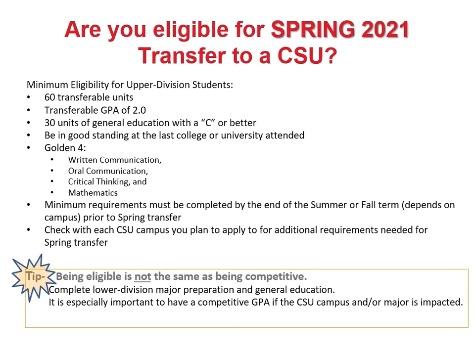So this is just the minimum eligibility requirements. And please note that being eligible is not the same thing as being competitive. So with many of the CSUs, we're seeing higher GPA requirements. We're seeing specifics within the major that need to be completed before transferring. So it's really important to note that being eligible is not the same thing as being a competitive candidate.